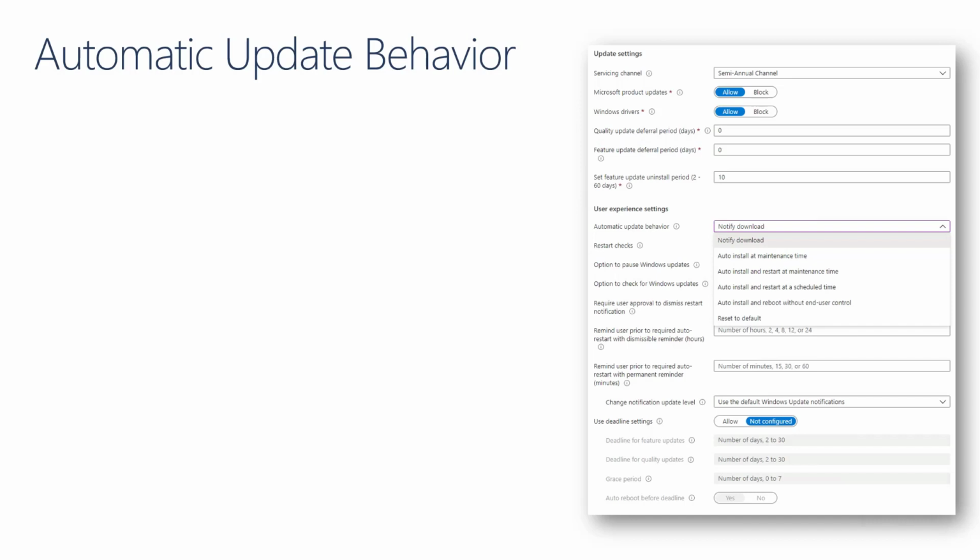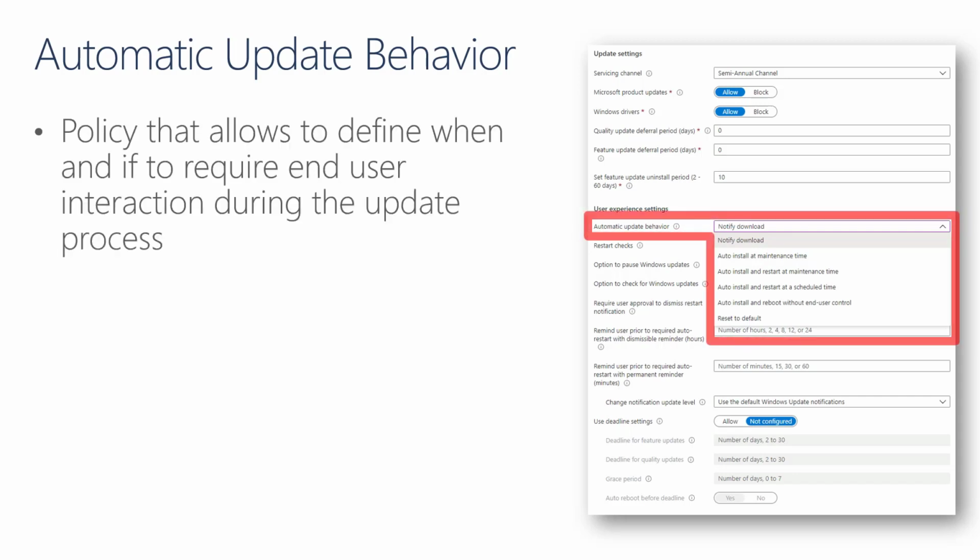Let's now look at the first policy in the user experience settings in the Windows Update ring. This is called automatic update behavior. With this policy, you can define when and if to require end-user interaction during an update process. And with this setting, we have six different options.